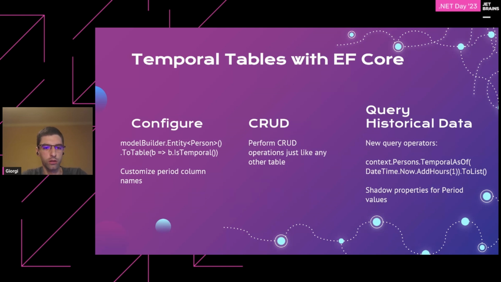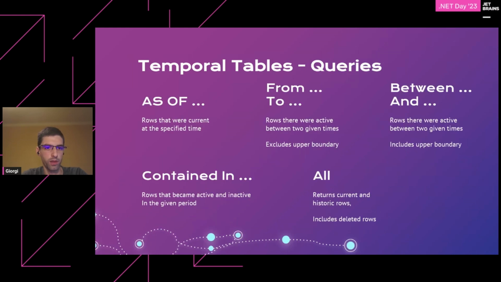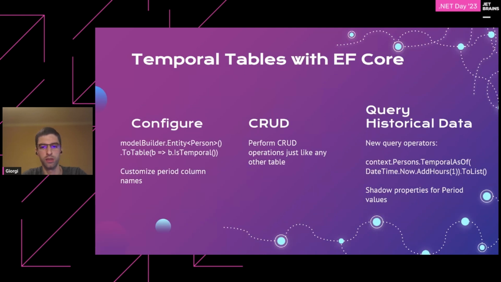You perform the CRUD operations on this entity just like the way you do it on any other table. And you can also query the historical table using the new query operators, which correspond to the clauses that I showed here on this slide. So we have the methods temporal as of, temporal between, and so on, which we will see in a moment.